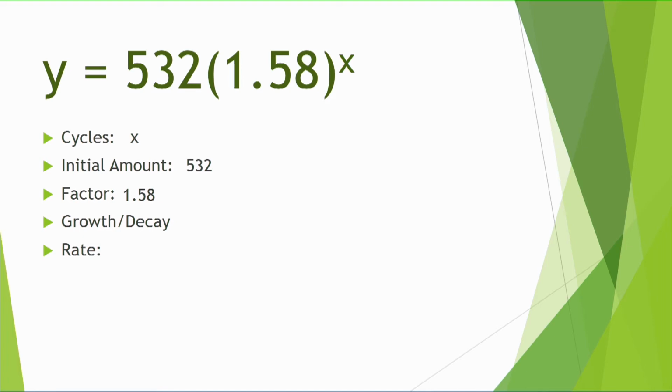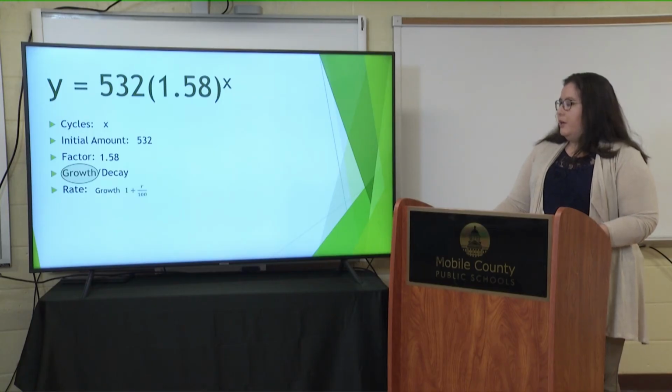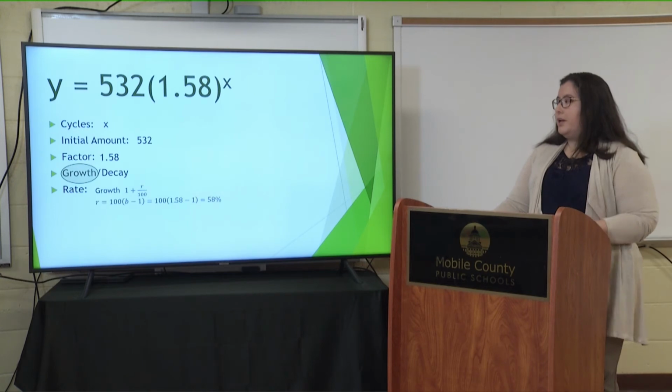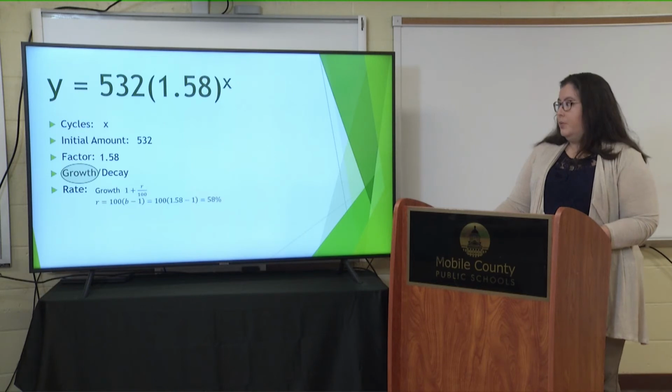So we're looking at this. Do we know if it's growth or decay? If you're looking at your base and it's bigger than 1, you know that it's going to be growth. And if it's smaller than 1, it's going to be decay. So 1.58, bigger than 1, it's going to be growth. Now this one is a little tricky. We're going to have our rate. So I rearranged our formula a little bit. We know that for growth, b equals 1 plus r over 100. So when I rearranged it, we get r equals 100 times b minus 1. Right? So 1.58 minus 1 is 0.58 times 100 is 58%.